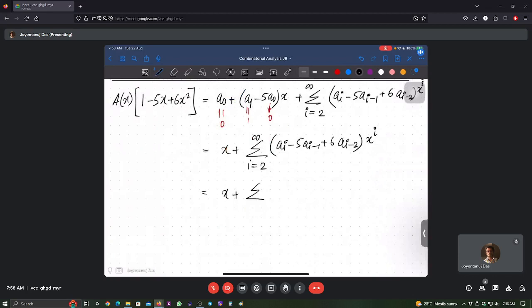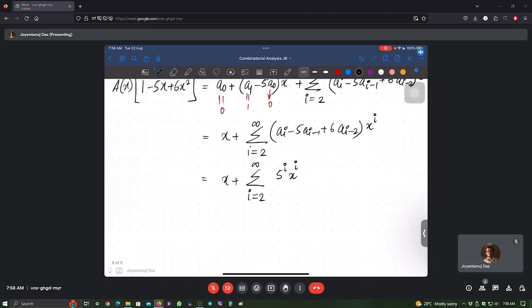So this is not 5 power n, it's 5 power i here, because we are using i. Right. So now, do we know this summation, from i equals 2 to infinity, 5 power i x power i? We can write it as the whole (5x) power i. So this is actually that infinite GP series, GP sum, right?